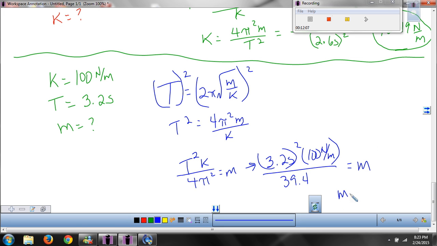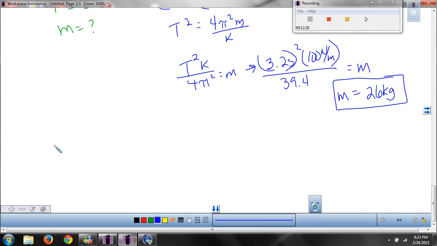All right, so when I did that math, I got right at 26 kilograms for the mass I had to attach to that spring. All right, so let me see, I think I covered them all. Now let's do one more. Go back to the pendulum, and I promise I'll stop.